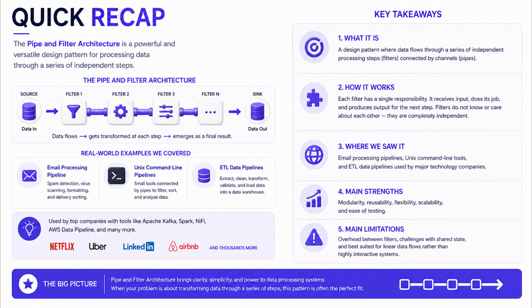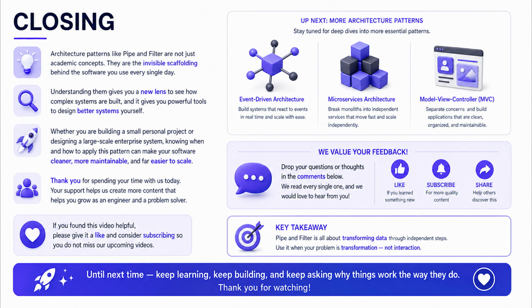Architecture patterns like pipe and filter are not just academic concepts. They are the invisible scaffolding behind the software you use every single day. Understanding them gives you a new lens to see how complex systems are built, and it gives you powerful tools to design better systems yourself. Whether you are building a small personal project or designing a large-scale enterprise system, knowing when and how to apply this pattern can make your software cleaner, more maintainable, and far easier to scale.